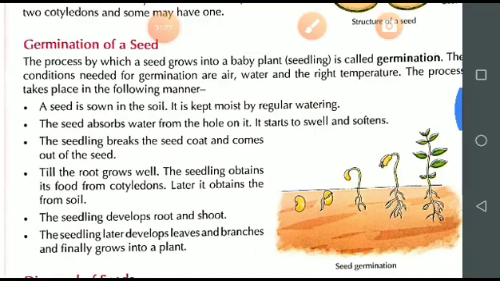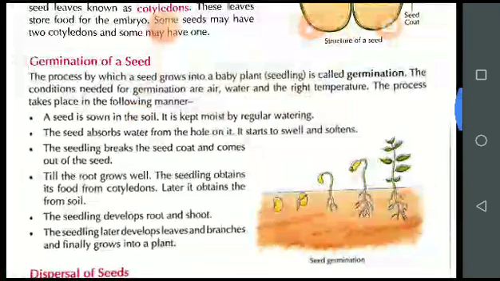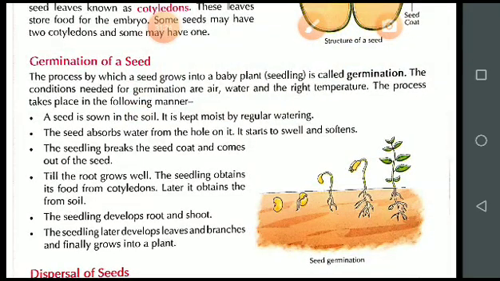Now see, the seedlings break the seed coat and come out of the seed. Seedlings means the new baby plant breaks the seed coat and comes out of the seed, and the first part which comes out from the seed is a root. Till the root grows well, the seedling obtains its food from the cotyledons. Later it is obtained from the soil.